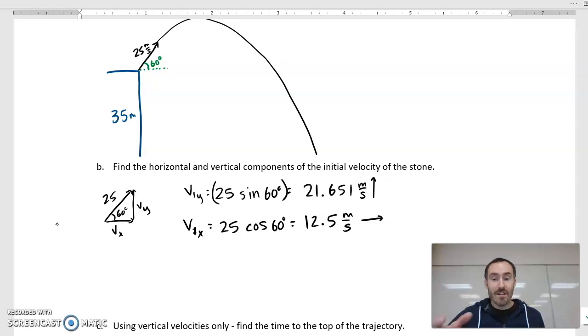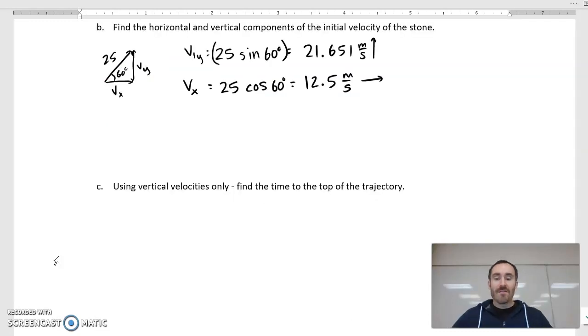So those are the initial vertical and initial horizontal velocities. Let's remember that the vertical velocity is going to change over time because of the acceleration of gravity. The horizontal velocity is not going to change over time. So we didn't actually need to call this V1x; we could just call it Vx because it will be constant. Part C: find the time to the top of the trajectory.